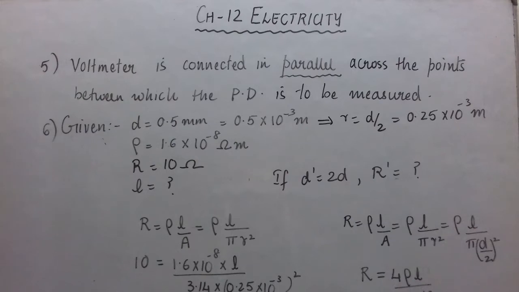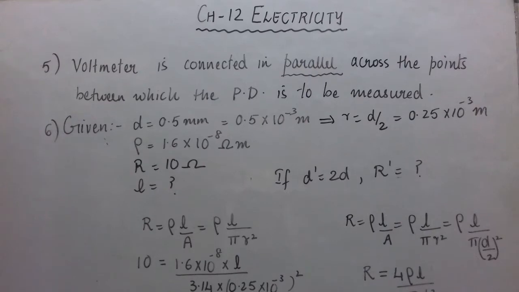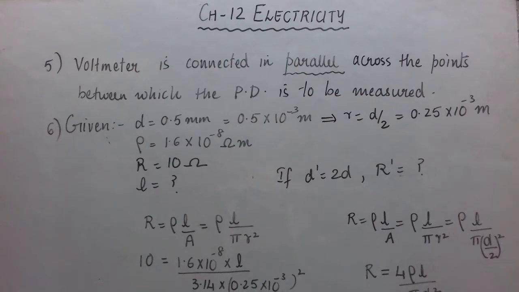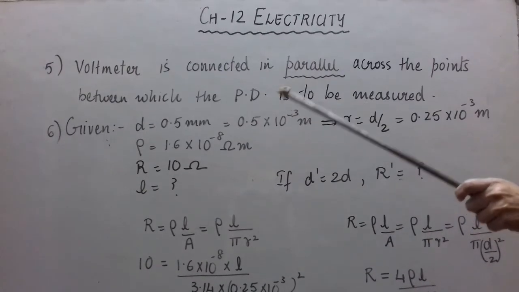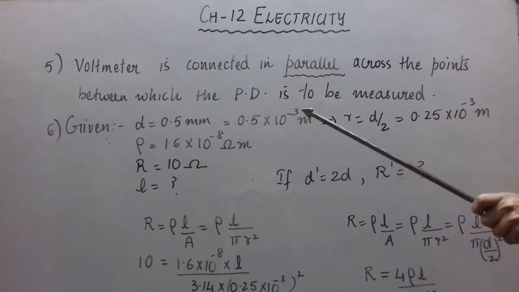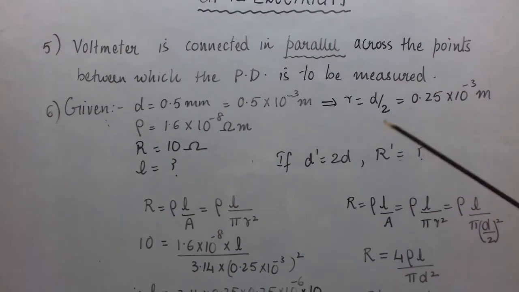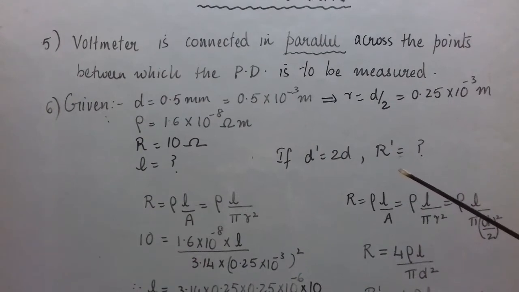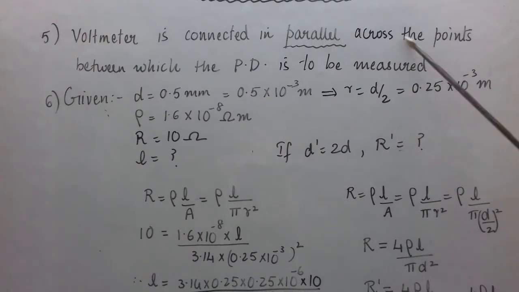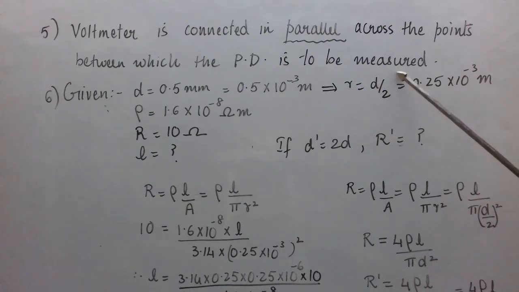Now, the fifth question is, how is a voltmeter connected in the circuit to measure the potential difference between 2 points? And I hope, students, that you know the answer. We know that a voltmeter is always connected in parallel across the points between which the potential difference is to be measured. As we can remember, an ammeter is always connected in series in the circuit where the current is to be measured, and a voltmeter is always connected in parallel across the points or across a device across which the potential difference is to be measured.